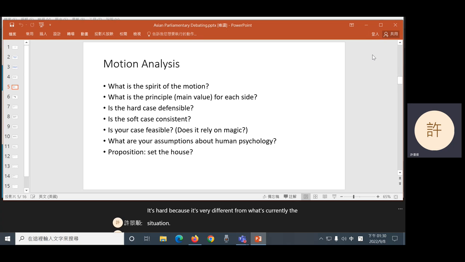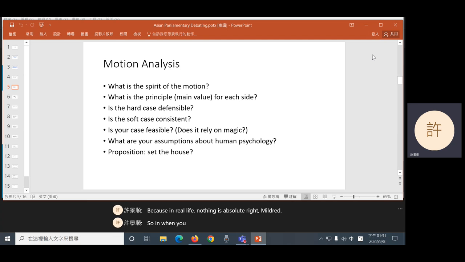It's hard because it's very different from what's currently the situation. But sometimes it's worth building a hard case, because if you build a soft case, if you simply say, we think hard work is important, the opposition can say, well, then why do you let students choose their own class? Why do you give them break time? And then government will have to explain why they let students have some freedom and relaxation, even though it's not hard work. Does that make sense? Because in real life, nothing is absolute, right? 没有绝对的事.